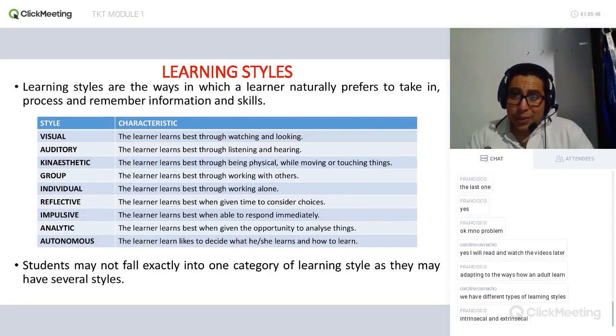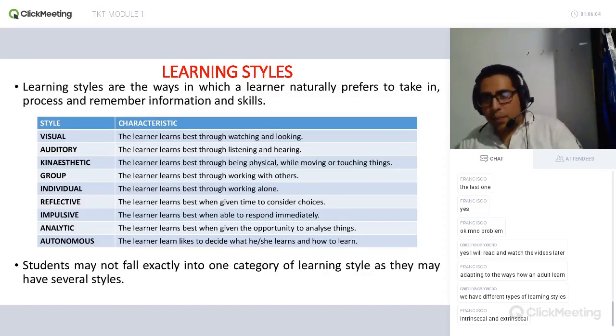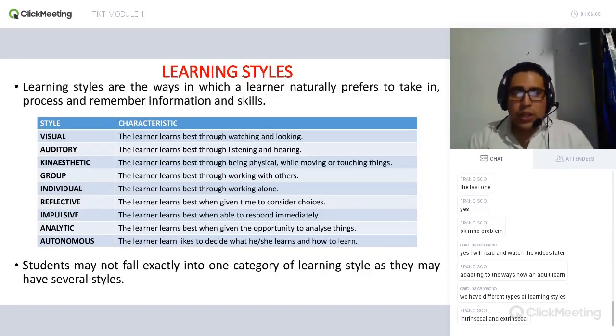Maybe this is not the way you learn, but that's how it should be, because we are in an online course, right? Impulsive, the learners learn best when able to respond immediately. In this case, no, because it's an exam, so you need to take your time and consider and see the points and so on, right? Analytic, the learner learns best when given the opportunity to analyze things. Okay, so in this case, this course is kind of reflective and analytic.